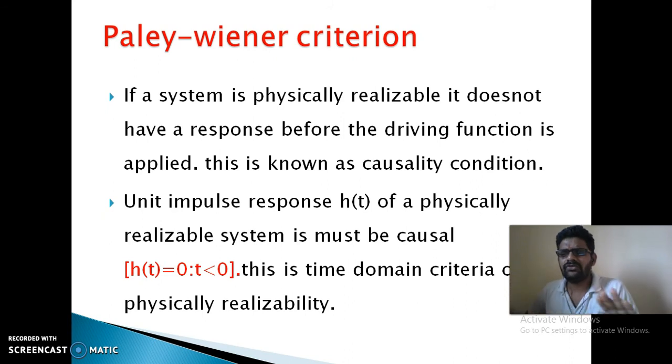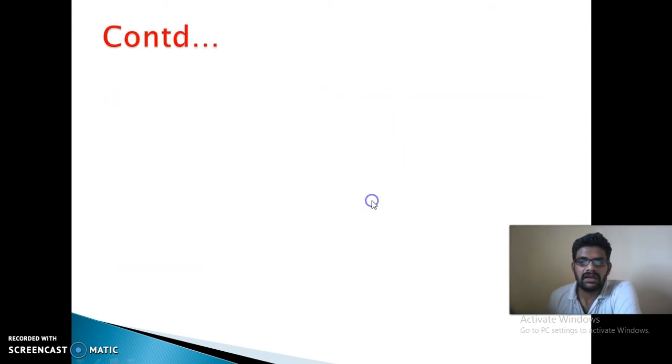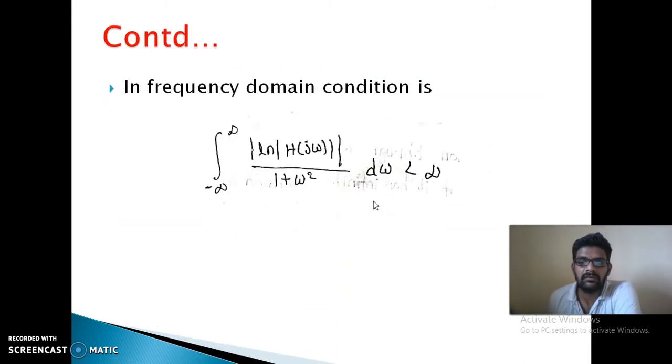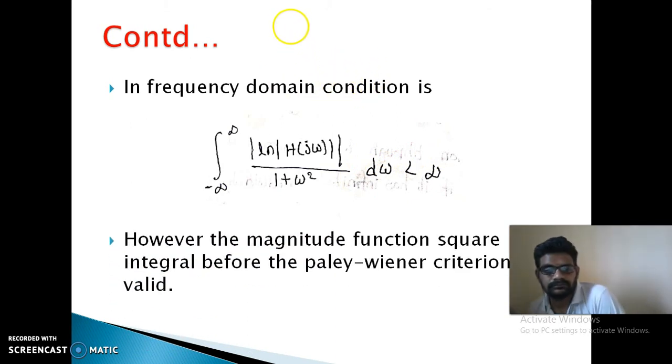So systems should not work without any input. If they are working without any input, you can say it is an unstable system. Some problems are there in the system. That is called the causality condition. If you define the same causality condition in frequency domain, that is called the Paley-Wiener criteria. It is defined using this integral, the Paley-Wiener integral: the integral of ln of H of j omega over 1 plus omega square d omega should be finite. This is known as the Paley-Wiener criteria.